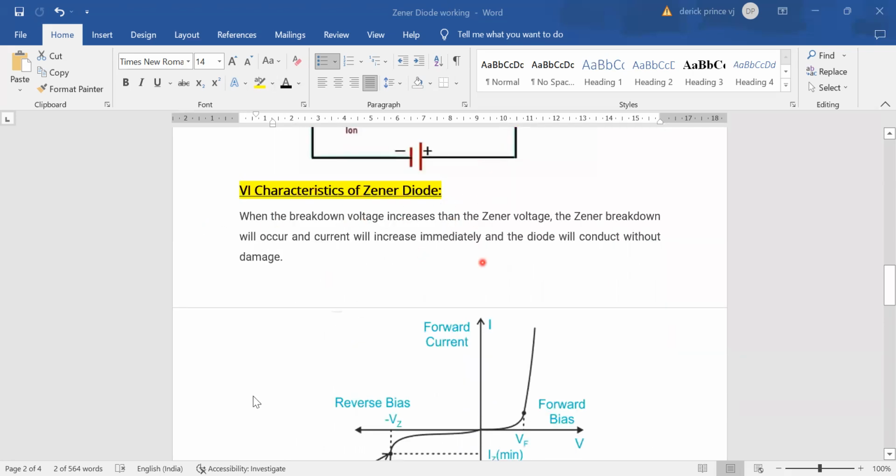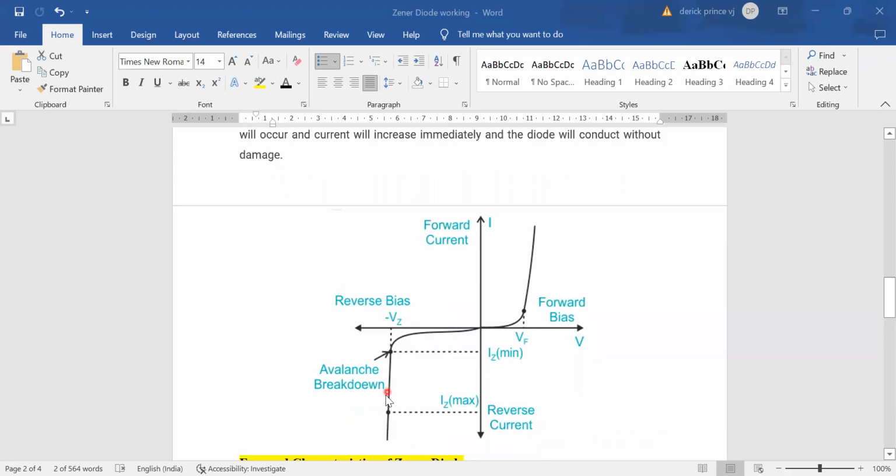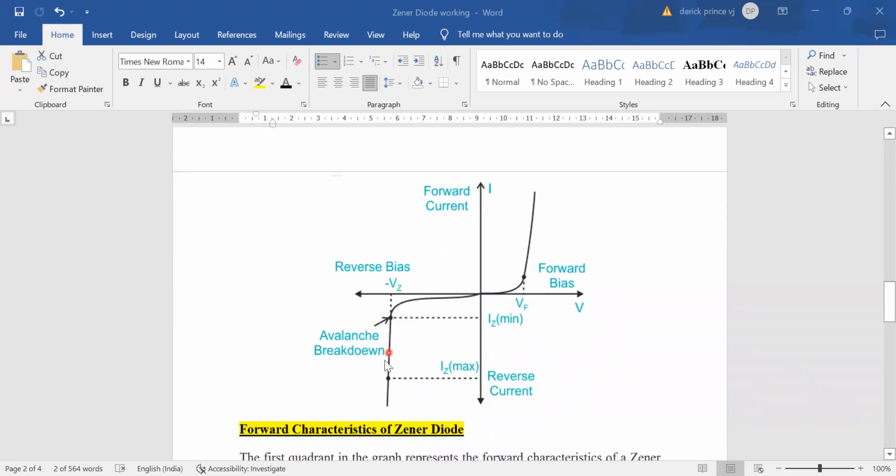When the breakdown voltage is reached, the Zener breakdown will occur and current will increase immediately and the diode will conduct without damage. The diode is not going to get any damage. So Zener will act like a series resistor. That will be a protection. So this is the avalanche breakdown, and this is the Zener breakdown region. This region is the Zener breakdown region. Avalanche breakdown will occur by the input voltage when the input voltage is raised.